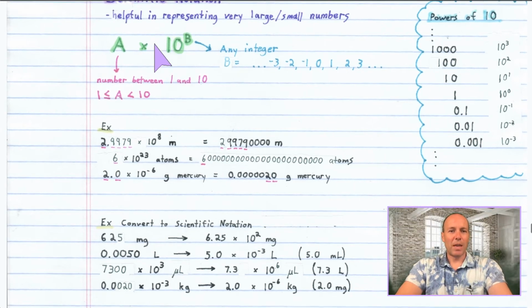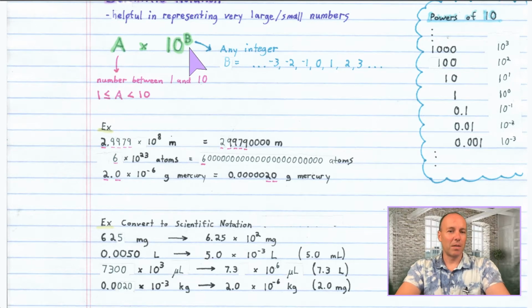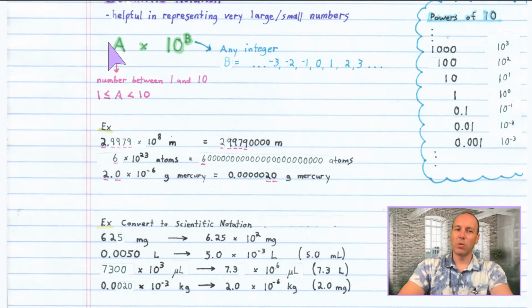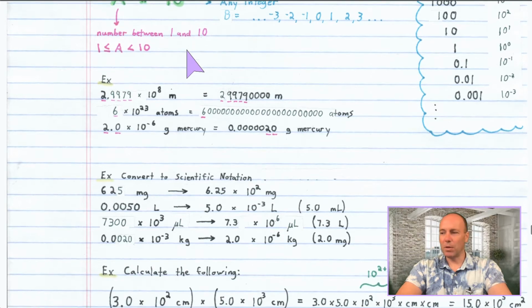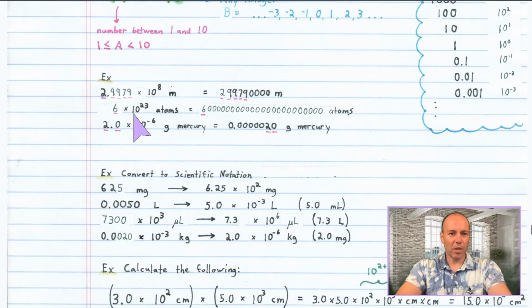So a power of 10 is just part of scientific notation. You have to have a number between 1 and 10 multiplied by a power of 10 for it to be scientific notation. So let's look at a few examples. Here are 3 examples of measured values. So the first one is a distance. Suppose the distance is 2.9979 times 10 to the 8th meters.